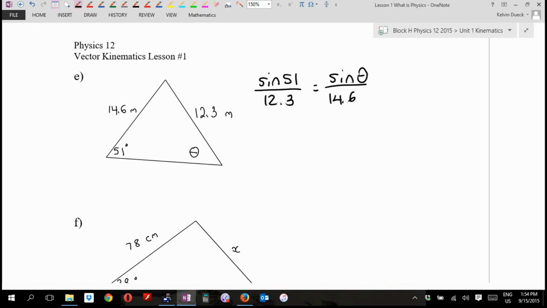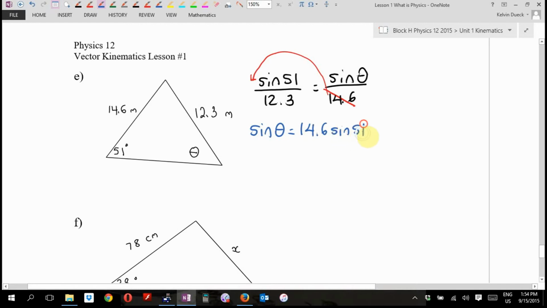Yeah. Now, normally then I would say stuff moves. Oh, yeah, I guess what I can do is this 14.6 can move up to there and it'll vanish. But that won't give me the theta by itself. That will give me the sine theta by itself, which is the best I can do right now. Sine theta equals 14.6 sine 51 all over 12.3. Now what?